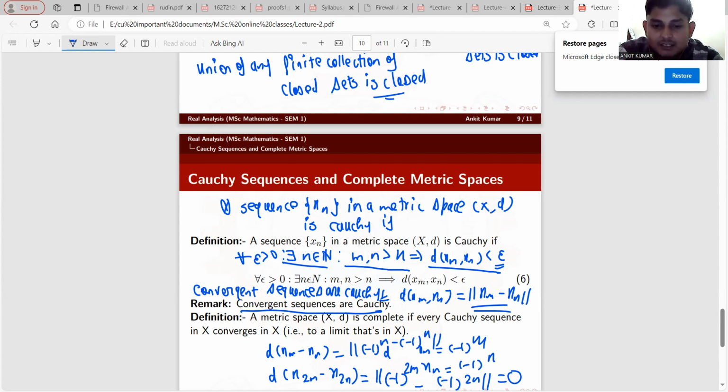A metric space (X, T) is complete if every Cauchy sequence in capital X converges in capital X, that is, to a limit that is in capital X.